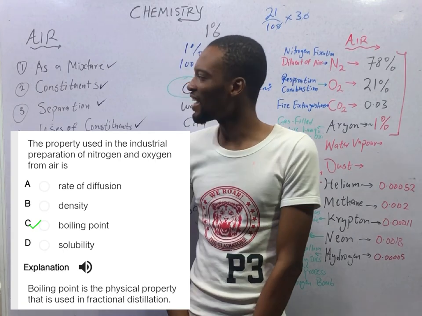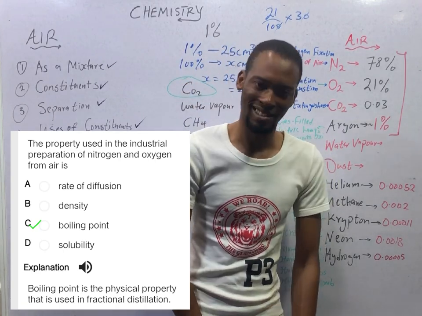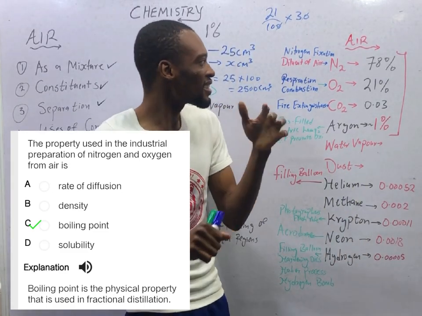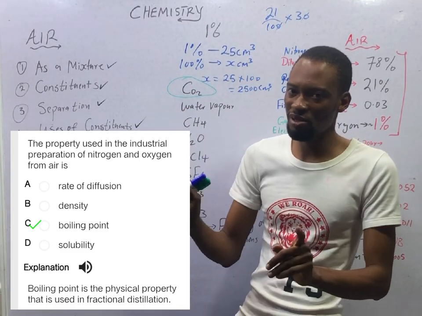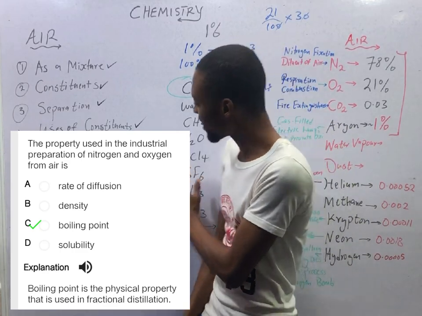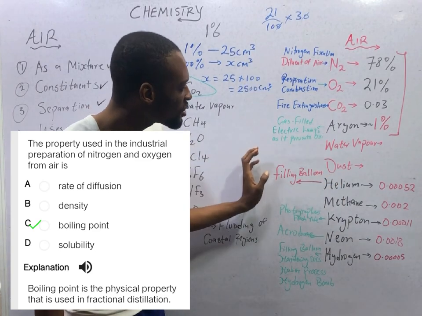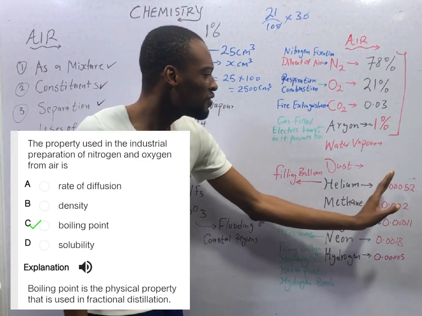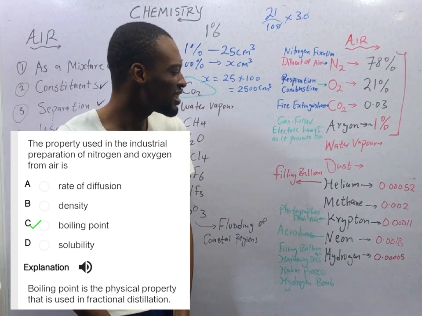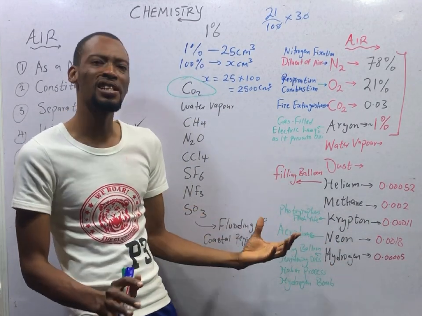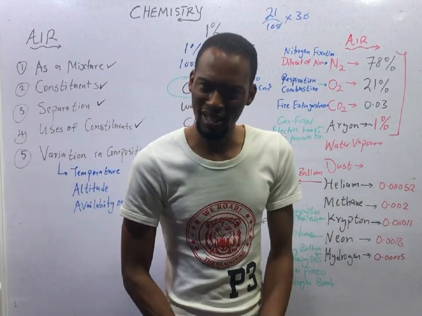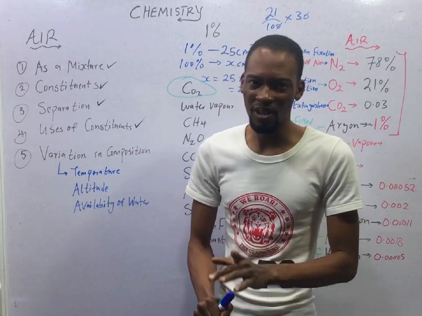Ladies and gentlemen, that has been so interesting. I made sure I answered almost every question JAMB has ever set under air in chemistry, under pollution, under greenhouse effect. And I gave you all the greenhouse gases. I gave you the uses of all the constituents of air, even these percentages. This is something you never see in most textbooks. In fact, I don't think any textbook can give you these details. You've just got it. So I recommend that you watch this video once again, look at it, understand.